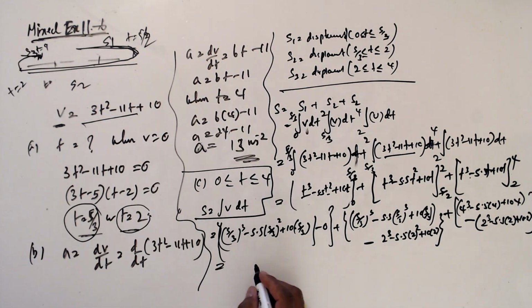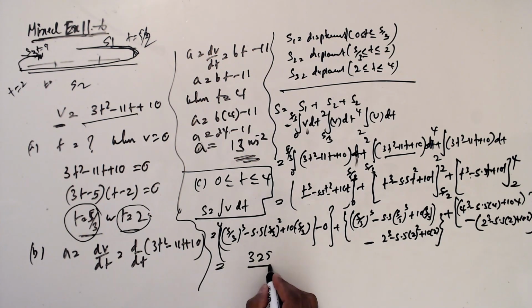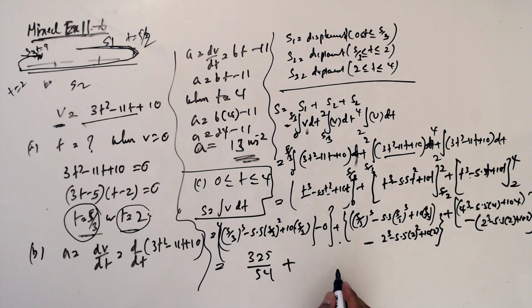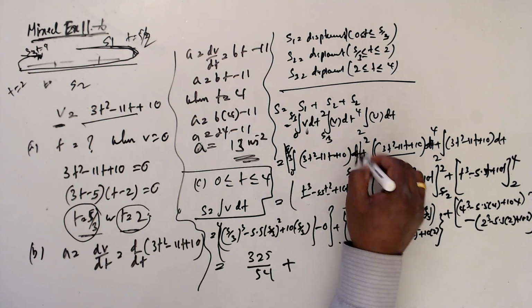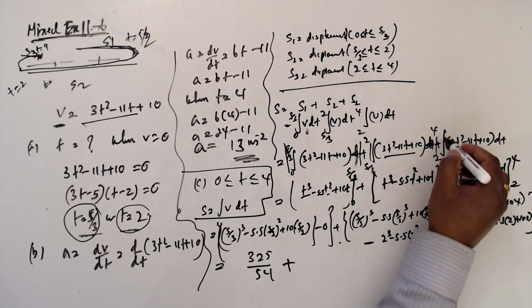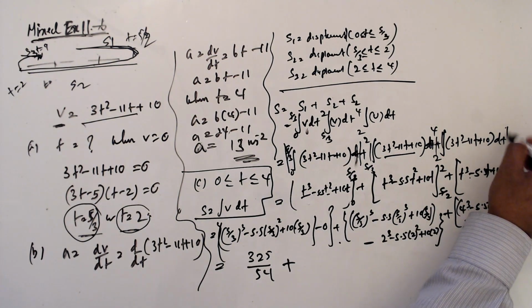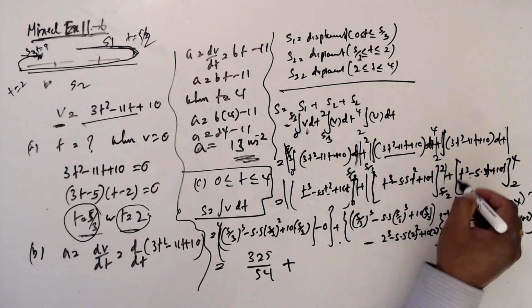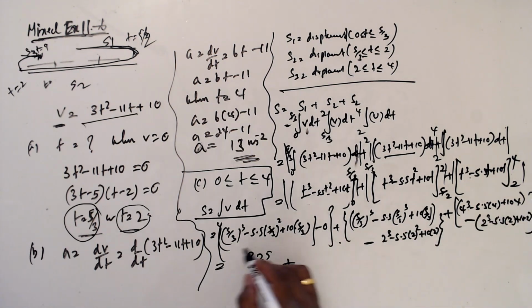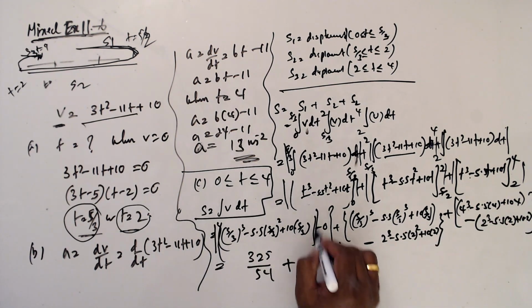So when you simplify this one, you will get 325 over 54 plus then this one. So actually we want to get the mod value of this one because it is distance. So mod value, mod means the positive value.